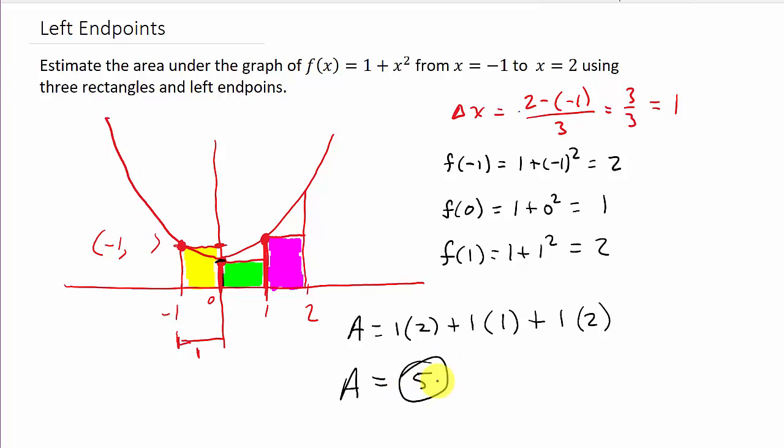And you know, the more rectangles you use, the more accurate the area is going to be.